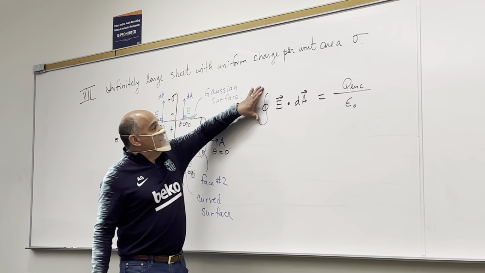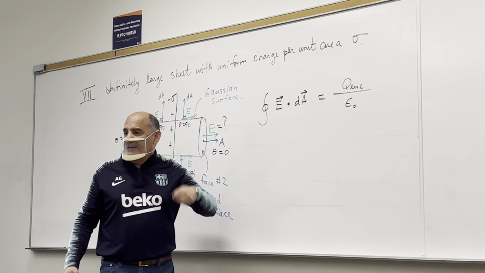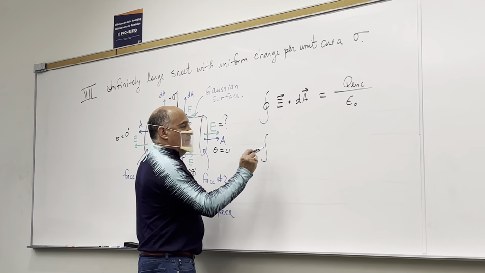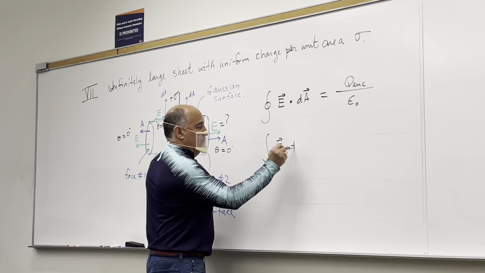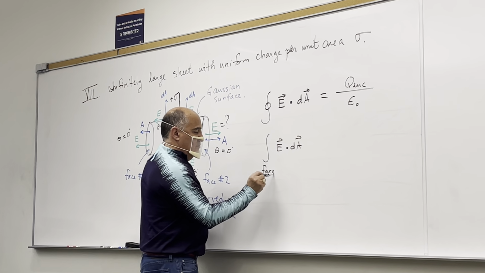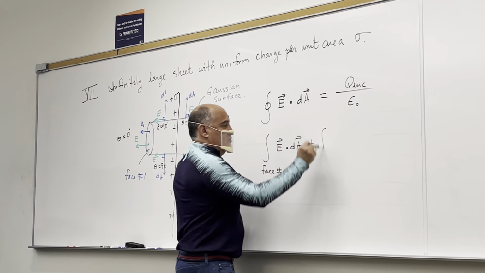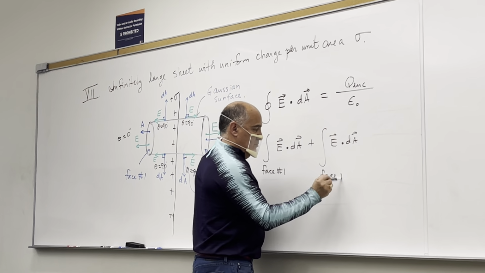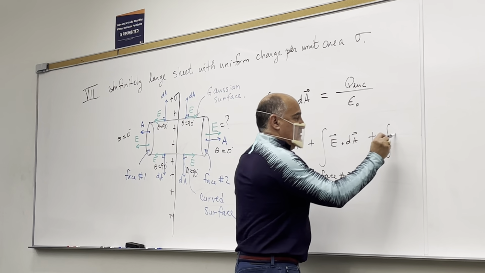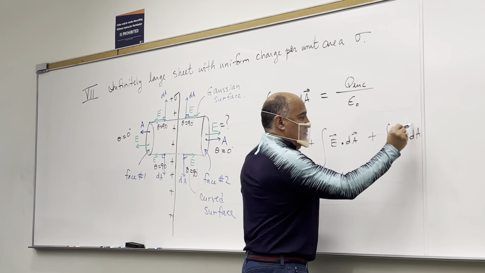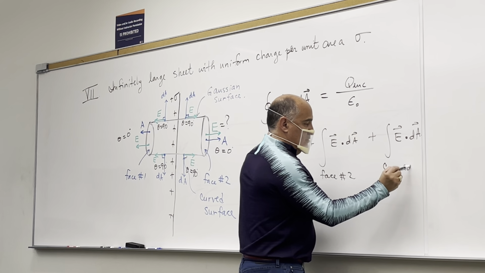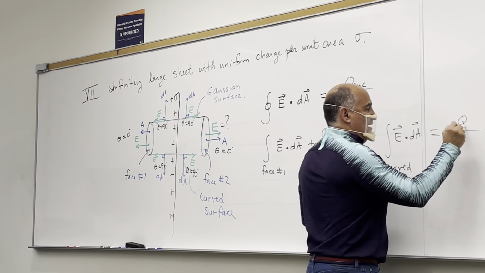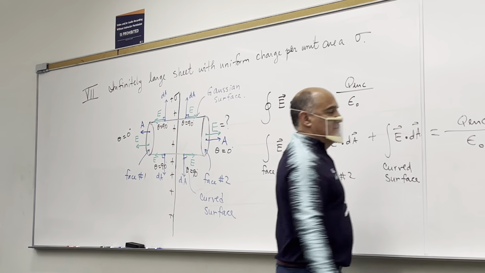So this integral, which is a sum of E dot dA over the entire Gaussian surface, can be split into a sum of 3 integrals: E dot dA over face number 1, plus E dot dA over face number 2, plus E dot dA over the curved surface. And that equals the total charge inside the Gaussian surface divided by epsilon naught.